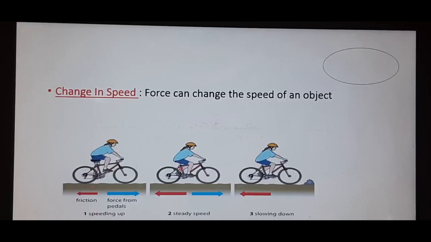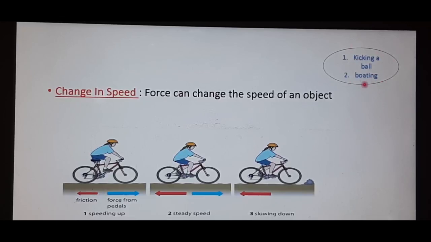So in all three ways you can see, it is force which is responsible for the change in speed of the cycle. You can take some other examples also, and if you have any, you can post them in the comment section. We can take the example of kicking a ball. If you kick a ball with more force, it will move very fast, but if you kick a ball with less force, it will move slow. So it depends on the force which you are applying.